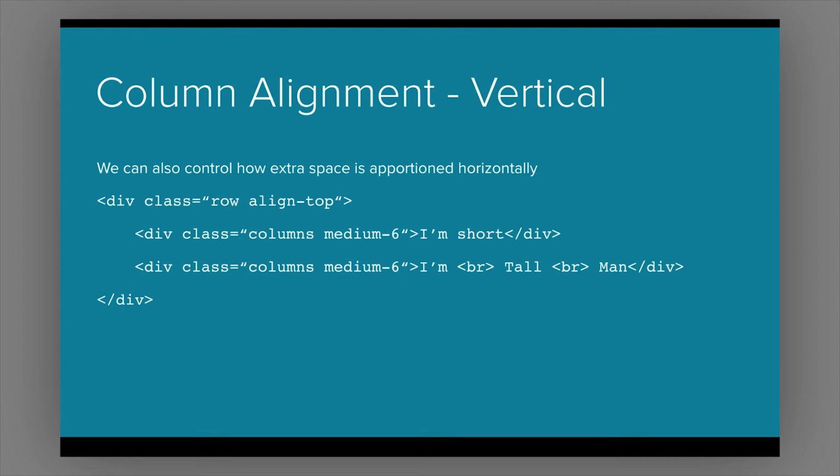Now align top is actually, you would think it's the default value, but it's not actually the default value. The default value for rows and columns is for a column to actually stretch to fill the entire height of a row. Now that's actually a really cool thing in Flexbox, is that columns want to be equal height to each other inside of a row. And so creating equal height columns is really easy in the Flexbox grid. Now you can override that using these vertical alignment classes.